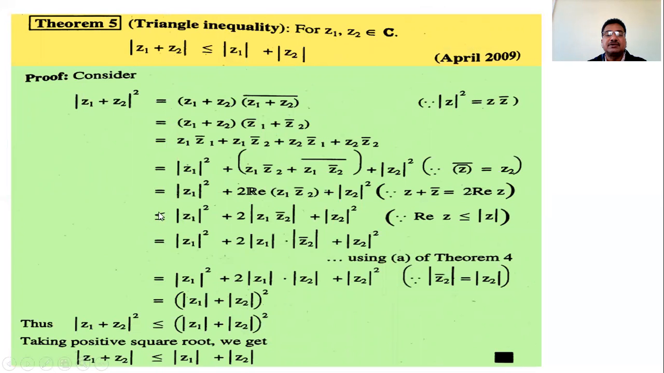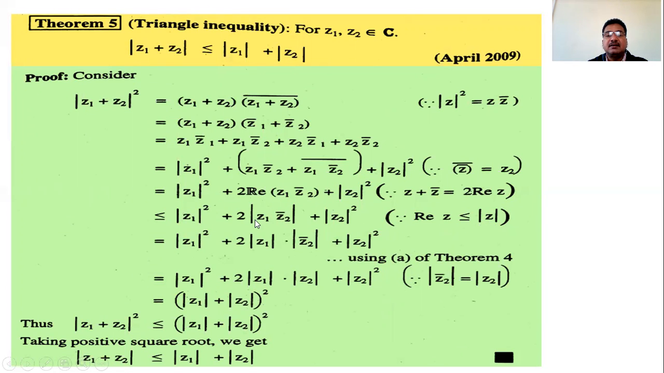Don't write the equal to sign, because the real part of z1 into z2 bar is replaced by mod z1 into z2 bar. And this is the relation. Suppose this is z. So the real part of z is less than or equal to the mod of this, mod of z.